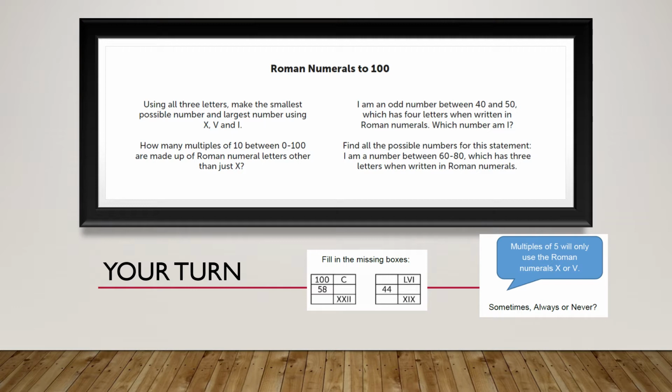V, and I. No other letters. Remember that X is 10, V is 5, and I is 1. The others I think you can read for yourself, so I'm not going to waste your time here.